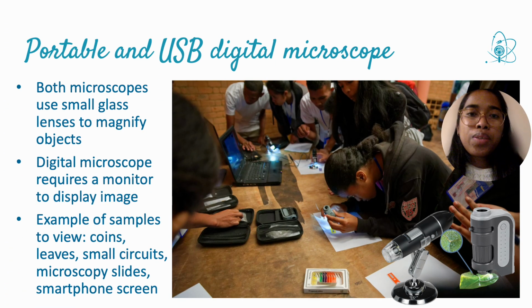So 2 microscopes that students will be able to use are the portable and the USB digital microscopes. Both of these microscopes use small glass lenses to magnify objects. The digital microscope would require a monitor to display an image, whereas the portable microscope can be seen directly by eye. Examples of samples that they can view are coins, leaves, small circuits, microscopy slides, and a screen of a smartphone as well will be very interesting for them to view, especially with the portable microscope.